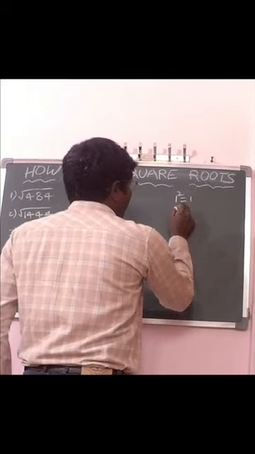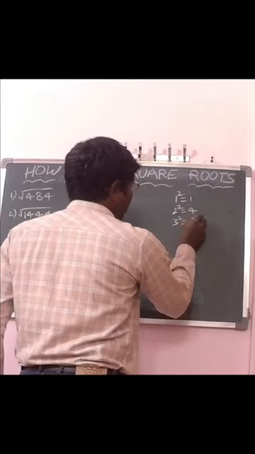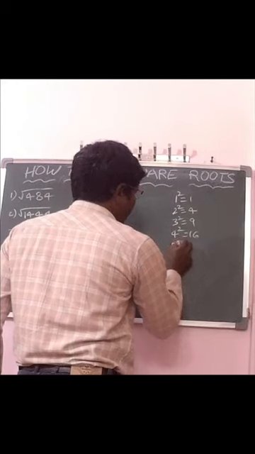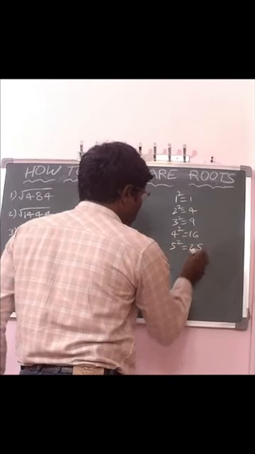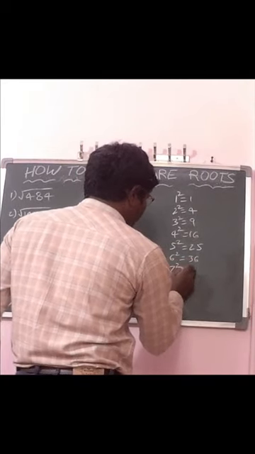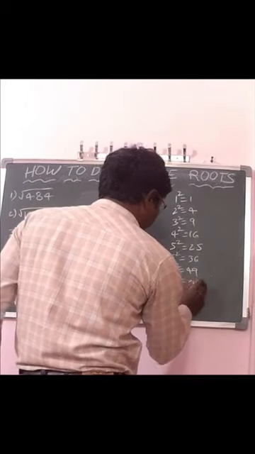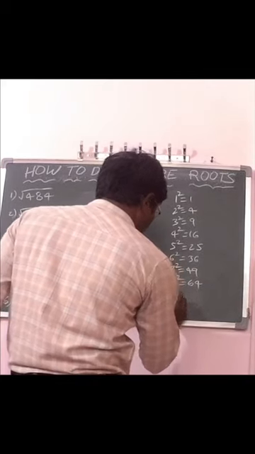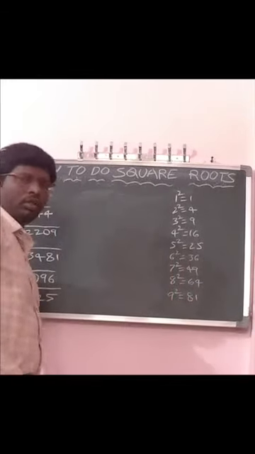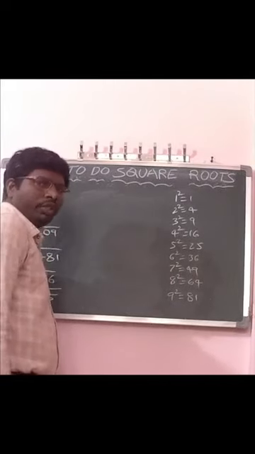1 square is equal to 1, 2 square is equal to 4, 3 square is equal to 9, 4 square is equal to 16, 5 square is equal to 25, 6 square is equal to 36, 7 square is equal to 49, 8 square is equal to 64, 9 square is equal to 81. Okay friends, to do square roots, we need to know 1 to 9 square values.